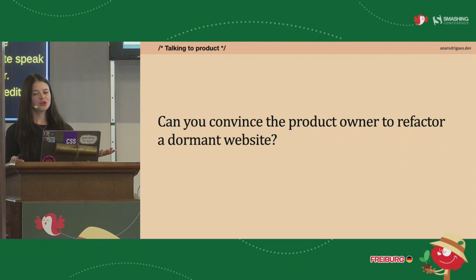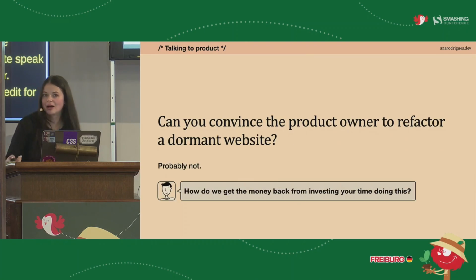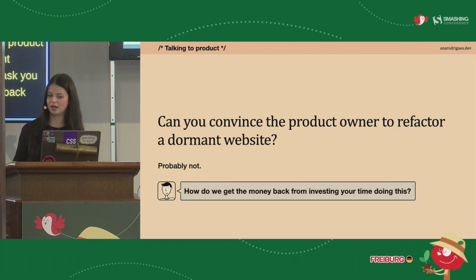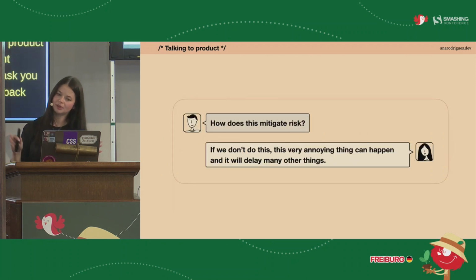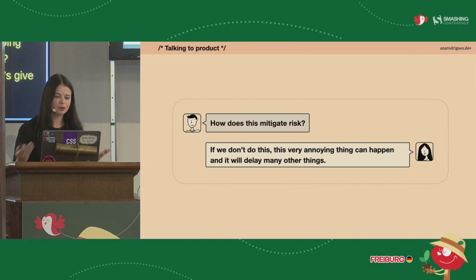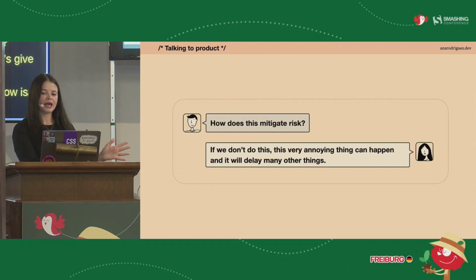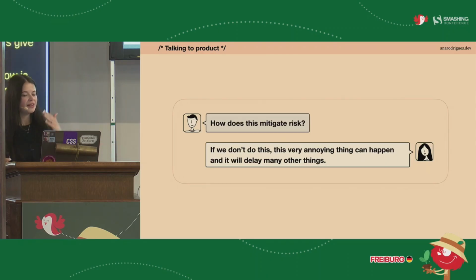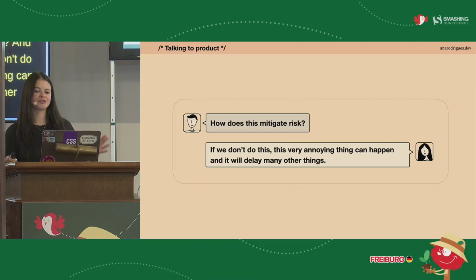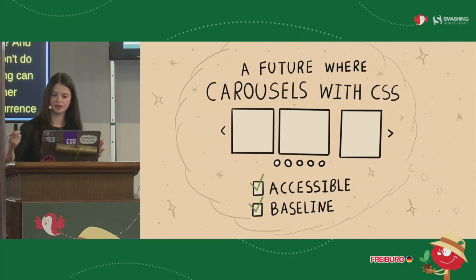Can you convince the product owner to refactor a dormant website? Probably not. I mean, I'll be real. They'll probably ask you, how do we get the money back from investing your time doing this? Can you answer that? Probably not either, but let's give this a go. What they also want to know is, how does this mitigate risk? And risk can sound like, if we don't do this, this very annoying thing can happen and it will delay other things. And fair, it's a rare occurrence with CSS, but if you have specific development pain points, this is a time to explain them.